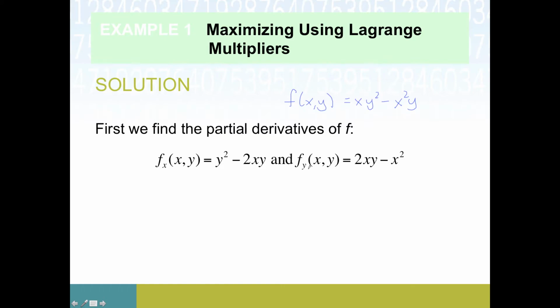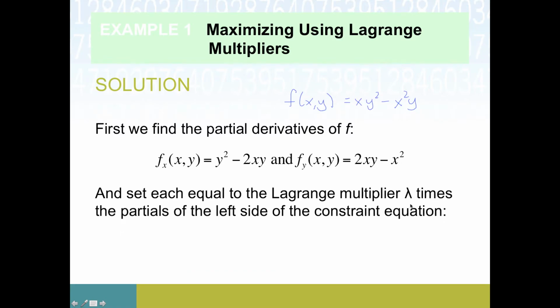Similarly, for this y partial derivative, we're taking the derivative with respect to y, so the 2 is going to come down, x is going to get left alone. And then this second term, the y, its derivative is going to be 1, so we'll end up with just x squared.